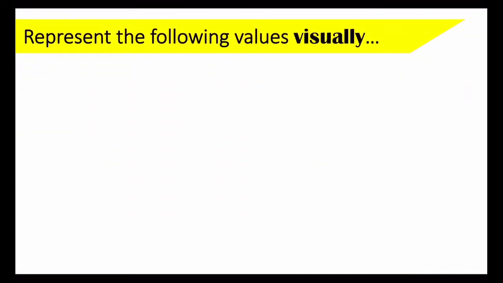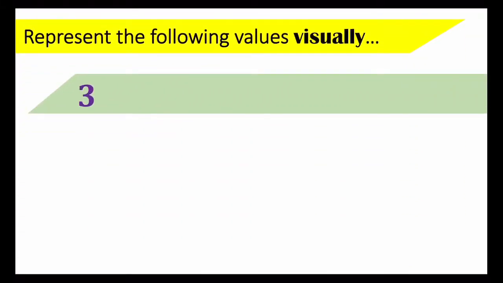So represent the following values visually. Let's start with the number 3. How would you represent this visually? Well, someone could say 3 coins. Someone can just say 3 tables. We're going to use squares. So I have 3 squares here to represent 3.